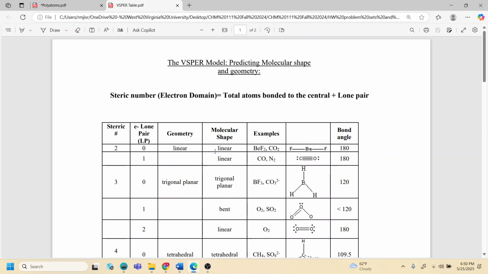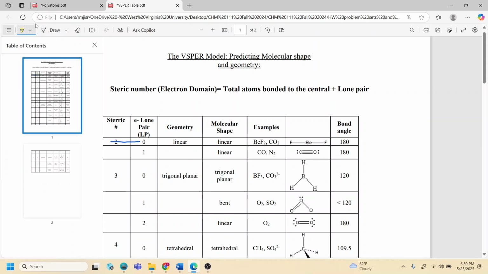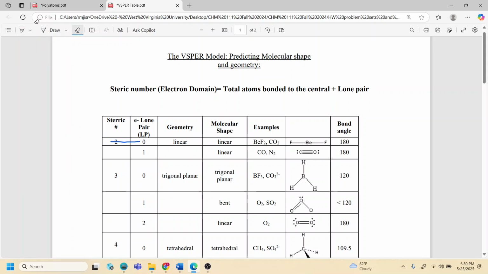After you do this, there is a VSEPR table on eCampus. And again, you're not memorizing this, you guys. You're just going to bring it with you. This is the formula for the steric number, which is called the electron domain, and this is the column for the steric number. So we got a steric number of 2 and lone pairs of 0. So we are here. A steric number of 2 and lone pairs of 0.